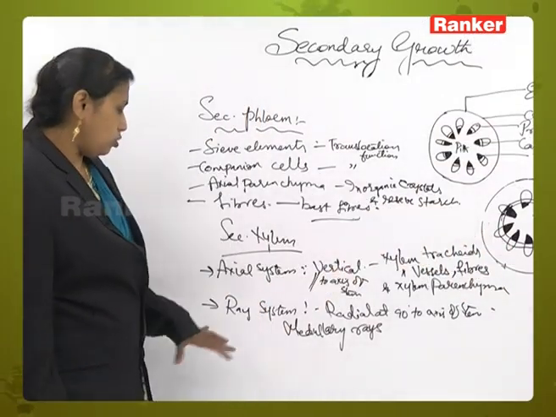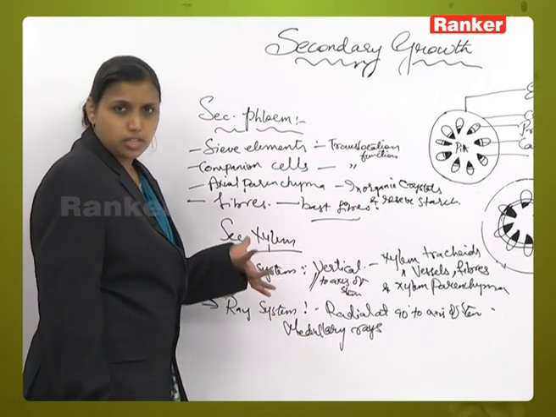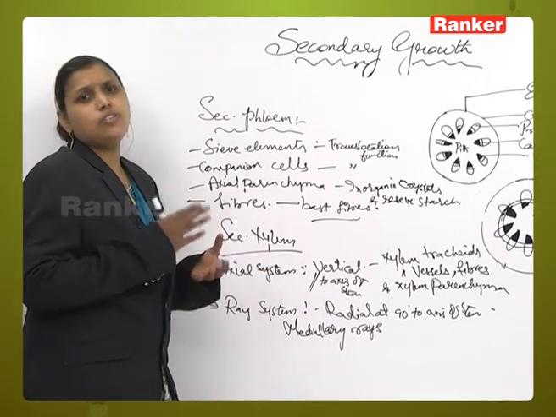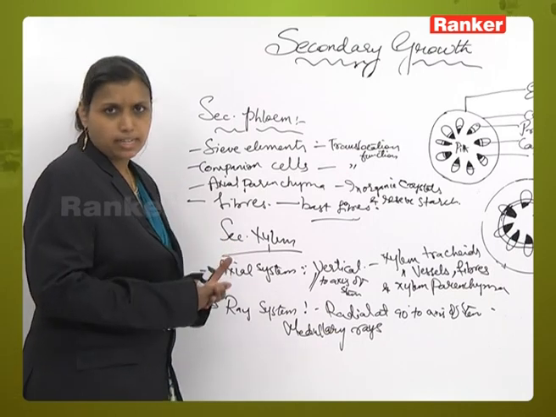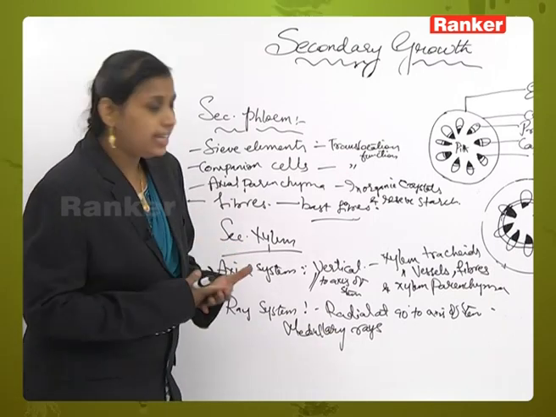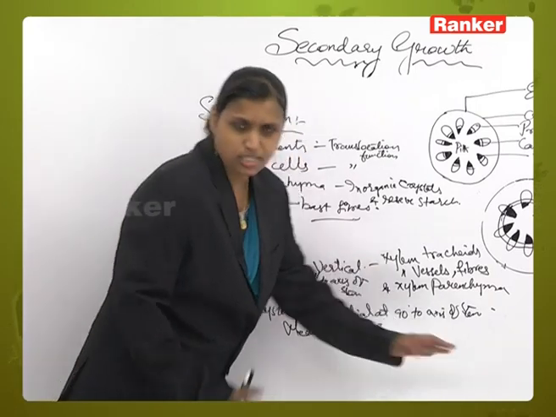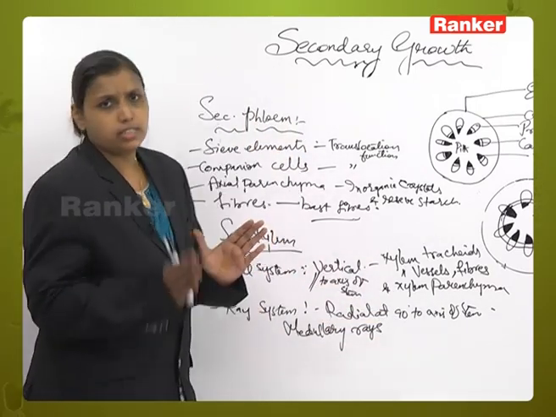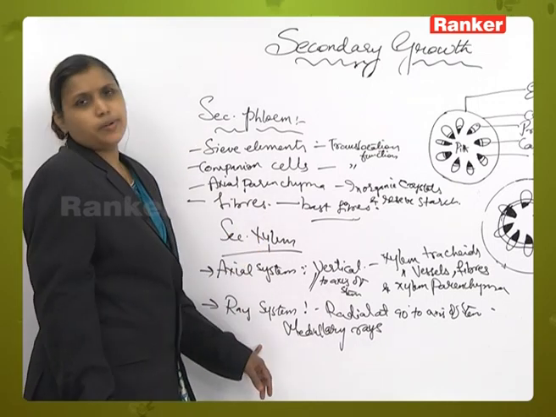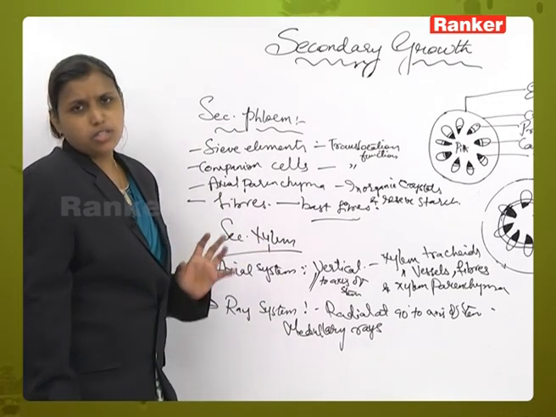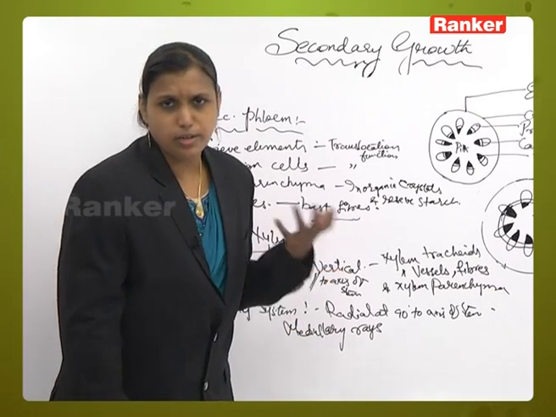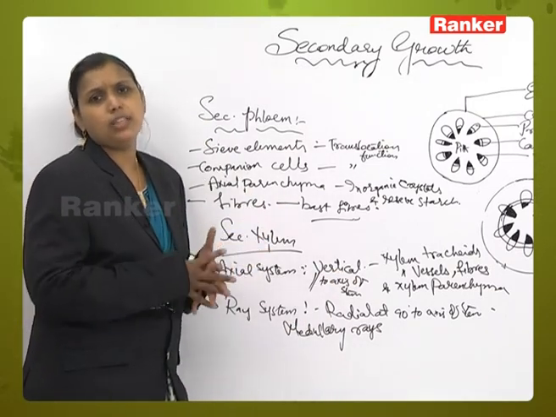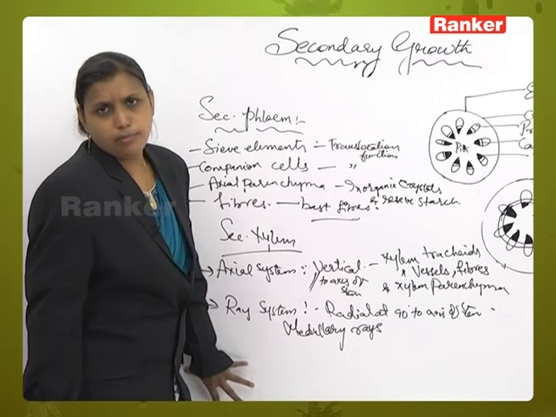And next, when we come to the ray system of the division of secondary xylem, you will see the division of secondary xylem in the radial pattern, and this is almost at right angles to the axis of the stem. The cells which are undergoing the radial division are at right angles to the axis of the stem, and here you will see the presence of medullary rays. Because of the existence of medullary rays and this type of radial division, the secondary xylem is connected with the pith, cortex and phloem tissue.